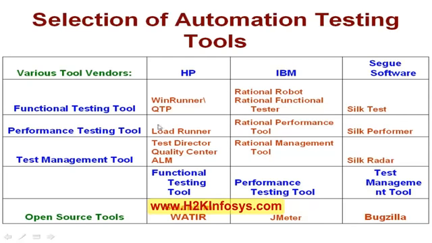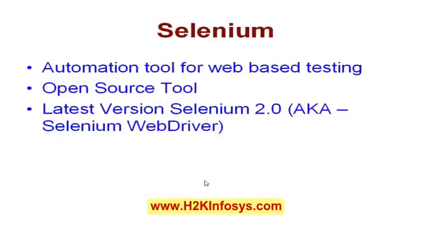So these are different tools for different purposes, like functional testing, performance testing, and test management. And these are the open source tools. As part of functional testing, we have Selenium and Watir, and for performance testing we have JMeter, and Bugzilla. Basically, this table is talking about what the different tools available for different purposes are.